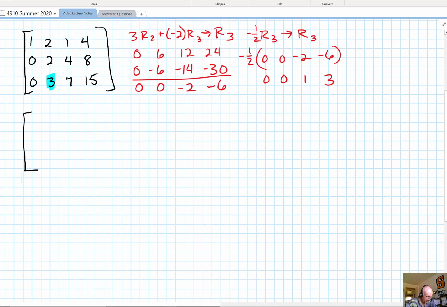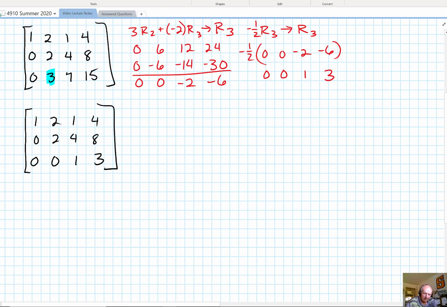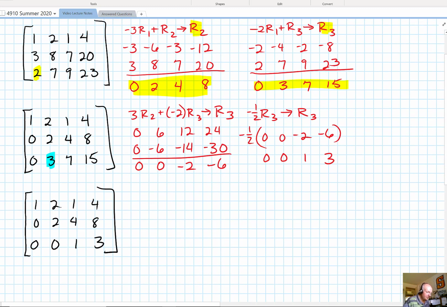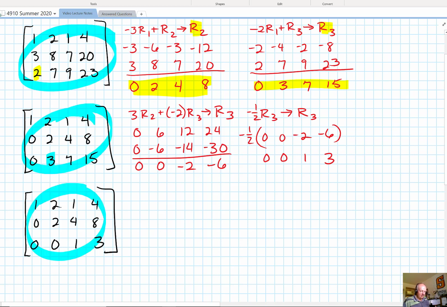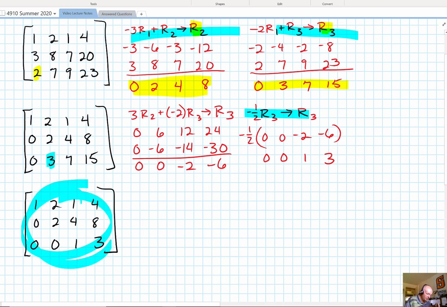Here is our matrix: 1, 2, 1, 4, 0, 2, 4, 8, 0, 3, 7, 5. Now we've got a new row 3. Let's use it: 0, 0, 1, 3. It's important to remember that each of these matrices that we created is equivalent to the original. They have the same solutions as the original because we obtained them by using elementary row operations.